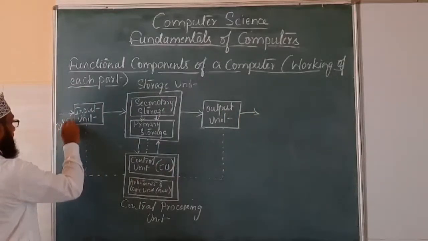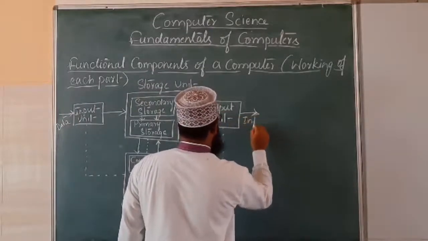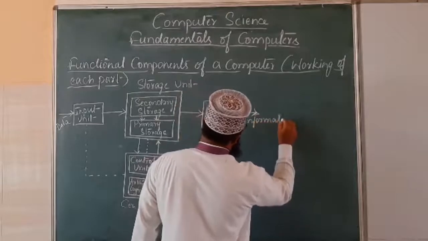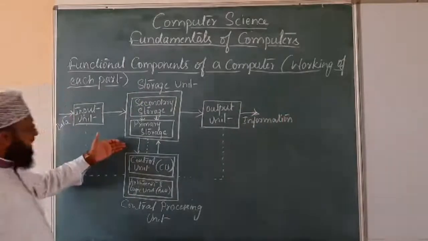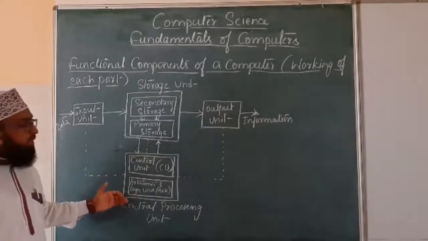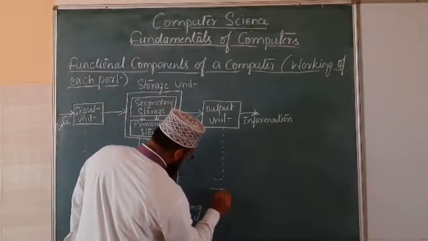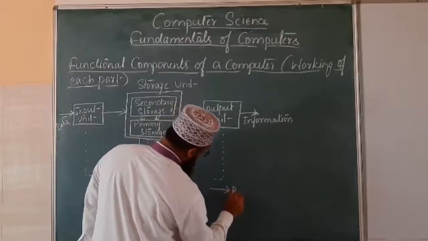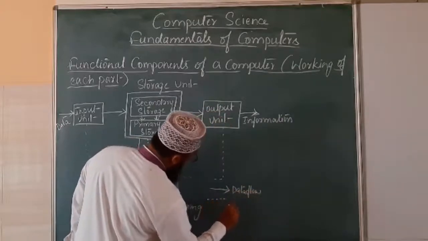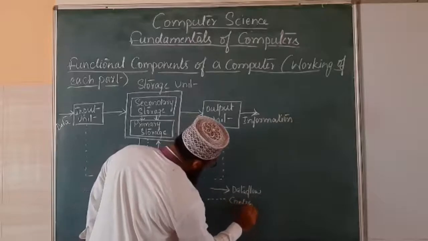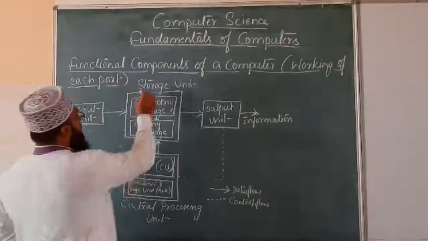Data is given as input, then after processing of everything we will get the information here. Okay, this is the block diagram of a computer. Under this block diagram, the flow of arrows is called data flow, and the flow of dotted lines is called control flow. In general, this is the block diagram of a computer.